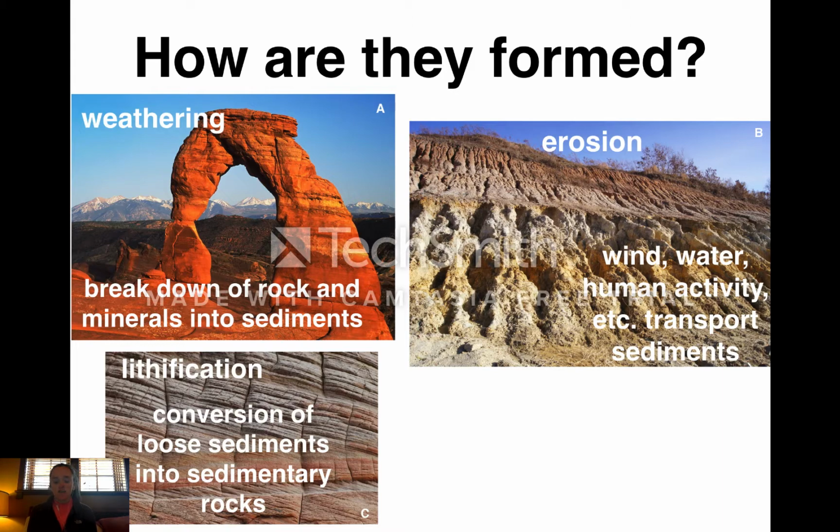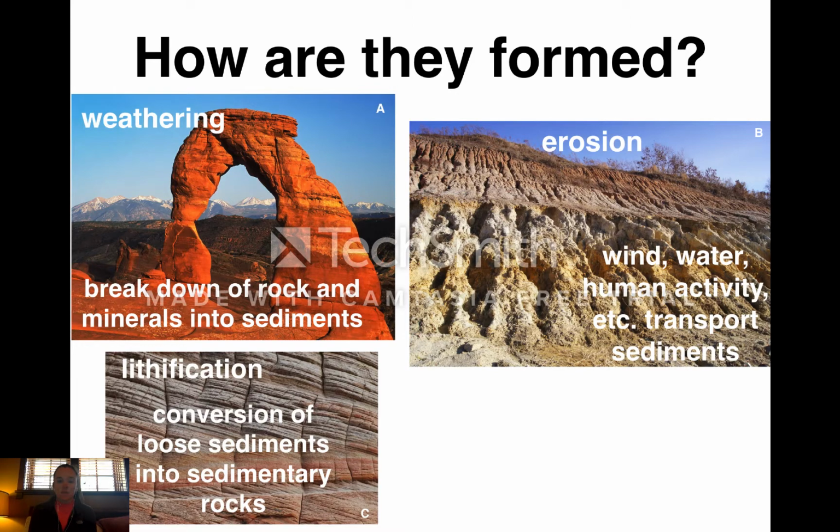After weathering comes erosion. Erosion transports these sediment particles to deposition sites, which we will talk about in the next slide. The most common forms of erosion that move sediments are wind, water, and human activity. In photo B, we can see that sediments move down the hill either by gravity or wind or even possibly human activity and transport sediments from the top of the hill to the bottom.